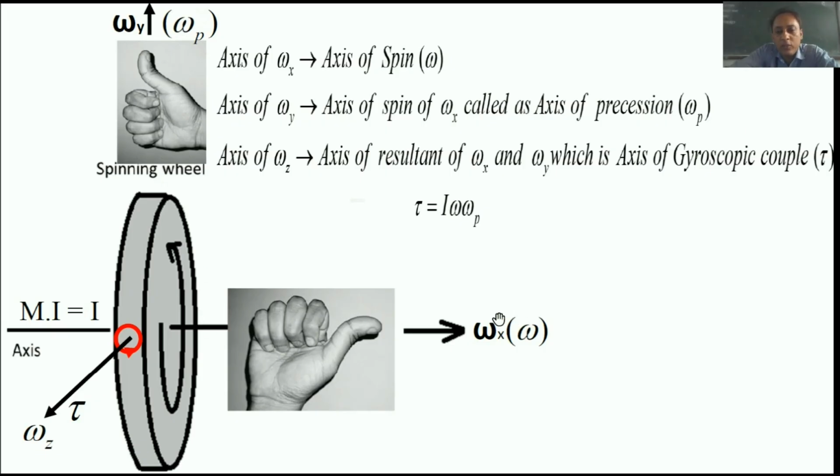This is called the axis of spin, omega x, about which this wheel is spinning. Now this is made to spin about a diametrical axis also. That is called the axis of precession. So it is named omega p.